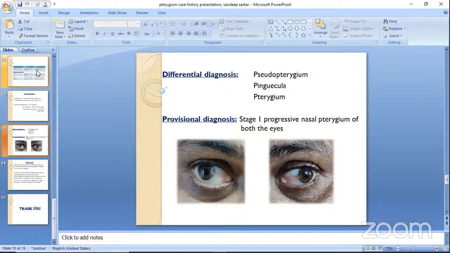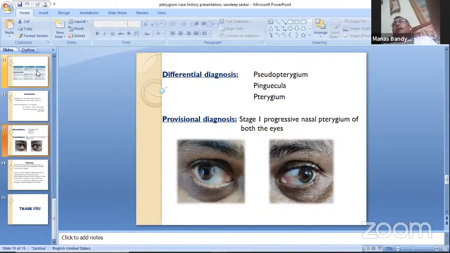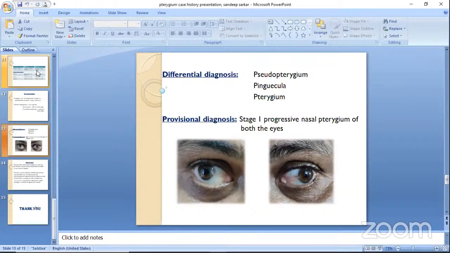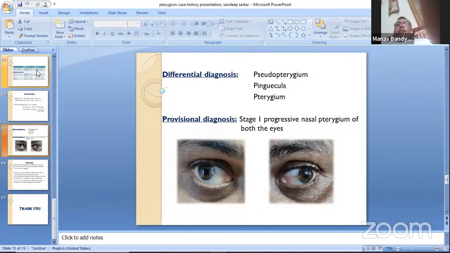Sir, we will do CLAG, conjunctival limbal autograft, because this is a cosmetic defect as well as a progressive one. From where will you take the conjunctival graft? From the upper bulbar conjunctiva, just above the cornea, along with the limbus. Okay. Thank you very much.